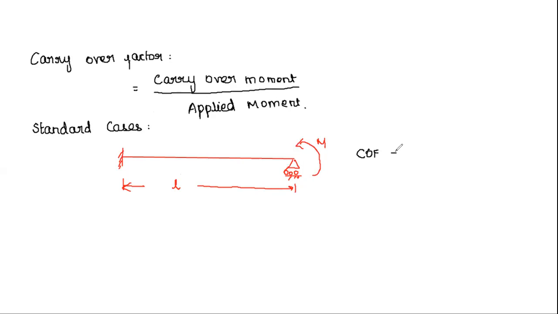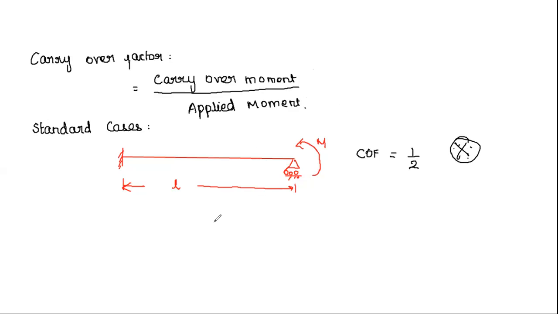Carryover factor is equal to 1 by 2. This is the most important condition, which is used mostly in the moment distribution method. We will consider the far end as fixed and we will use the carryover factor as 1 by 2. When the far end is fixed, the carryover factor is 1 by 2. That is, carryover moment divided by applied moment is equal to 1 by 2.